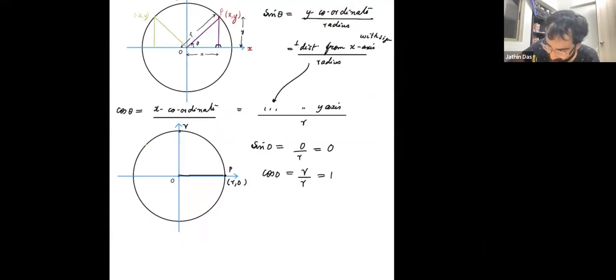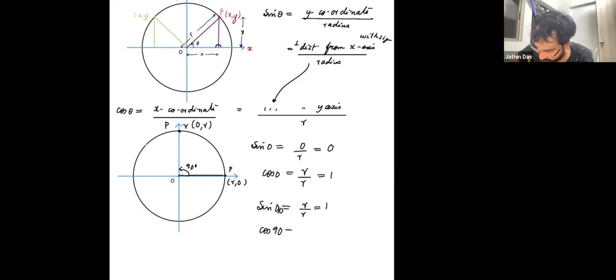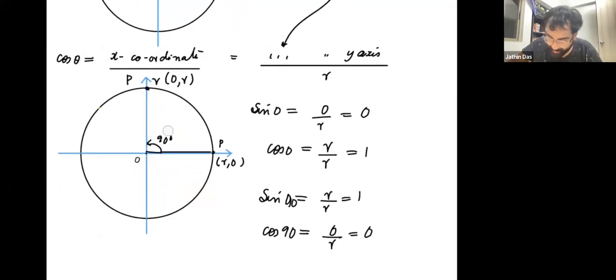Now you go to this point P, you will get angle 90 degree. Correct? What is its coordinate? 0, r. So sine 90 is the y coordinate r upon r, which is 1. And cos 90 is the x coordinate, which is 0 by r, which is 0. That's the same as before. And for example, if I take any intermediate value, you can get that also.